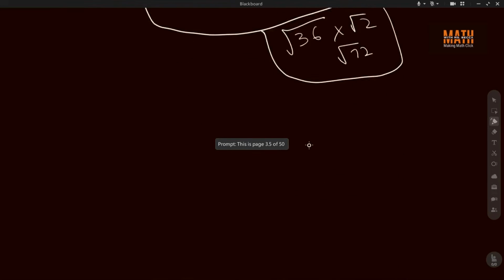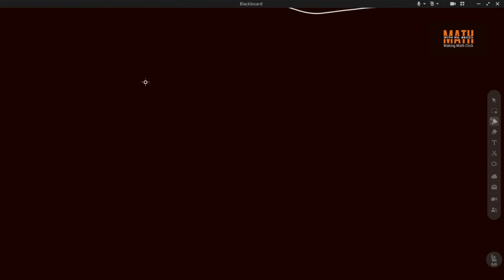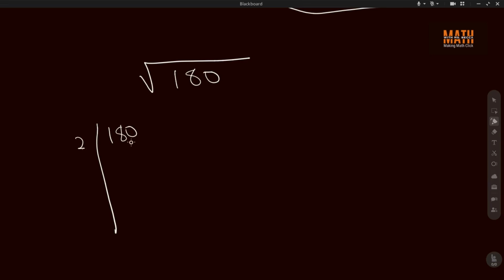We have root 180. Now, can you simplify root 180 using prime factorization? Pause this video and solve it, then you can resume to check the solution. Now, let's find the prime factors of 180. Let's start with 2. 2 will go into 18 9 times, so this will give 90. 2 will go into 90 45 times. Now, 2 can no longer go into 45.